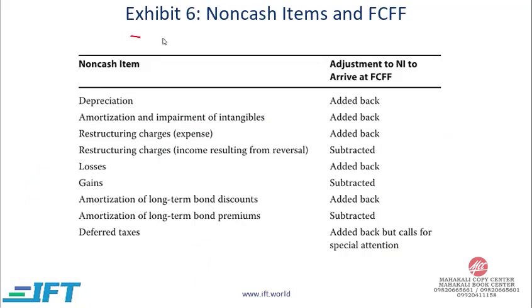This is exhibit 6 from the curriculum, which talks about the classic non-cash charges and what sort of adjustment to make. And these are fairly self-evident. With depreciation, you obviously add back. This is where you are starting with net income and you are making adjustments to come up with FCFF. Amortization and impairment, that's added back, and the others are fairly self-evident.